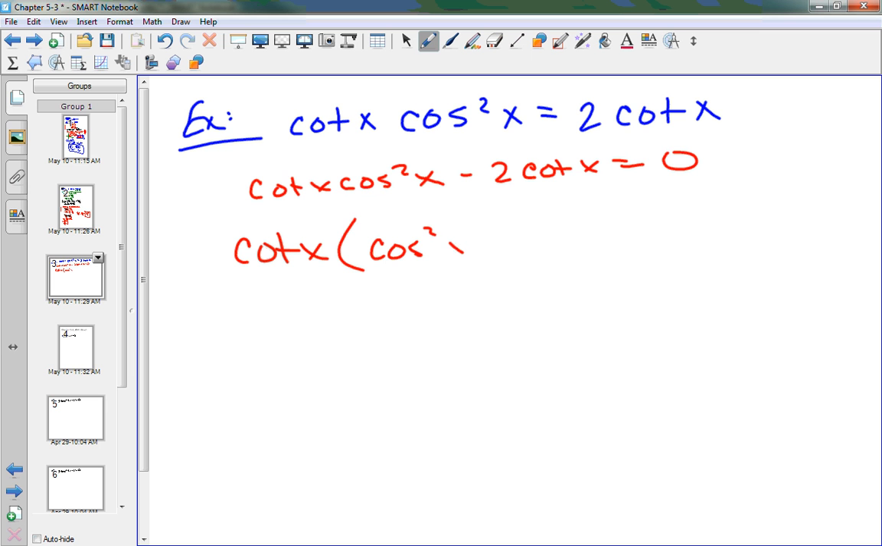Cosine squared of x minus 2 is equal to 0. Yes? Don't write this down, but pretend it's there. I took out the trig, didn't I? If I take the trig out of this problem, what is your Algebra 2 brain thinking you should do at this moment?